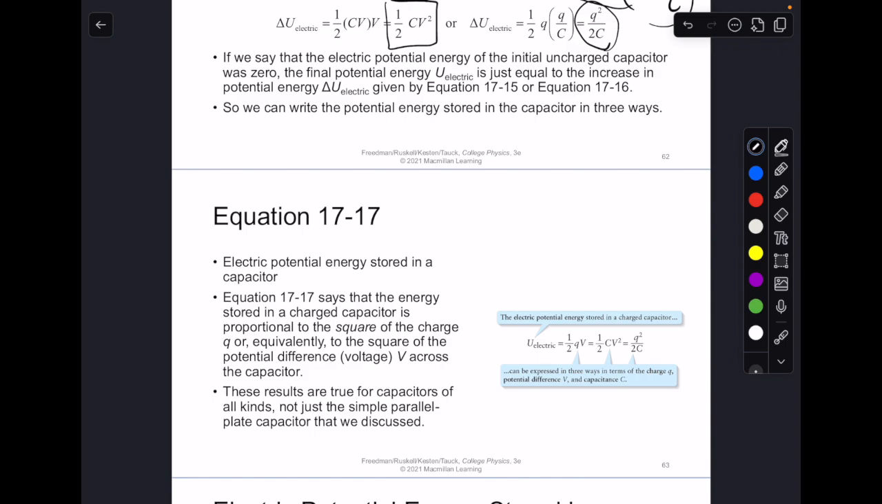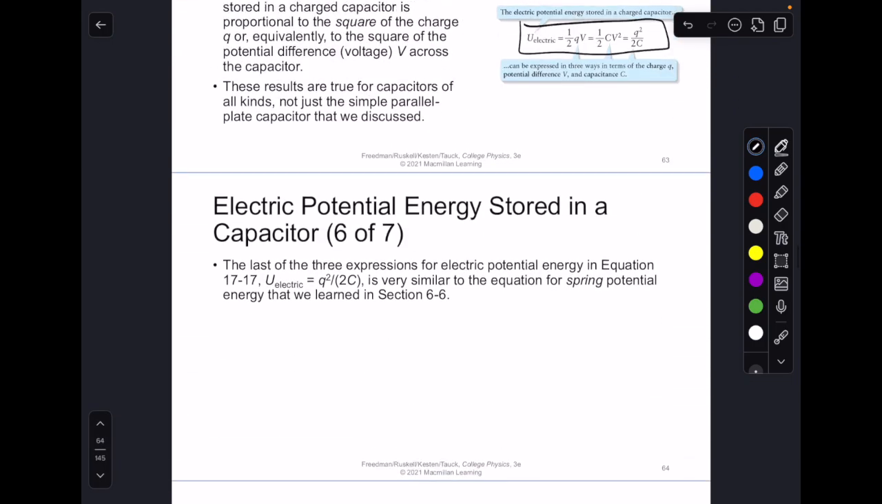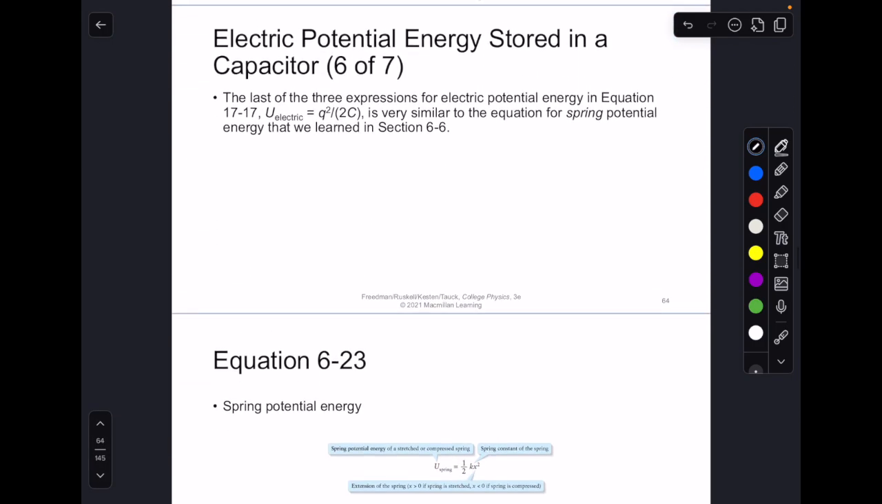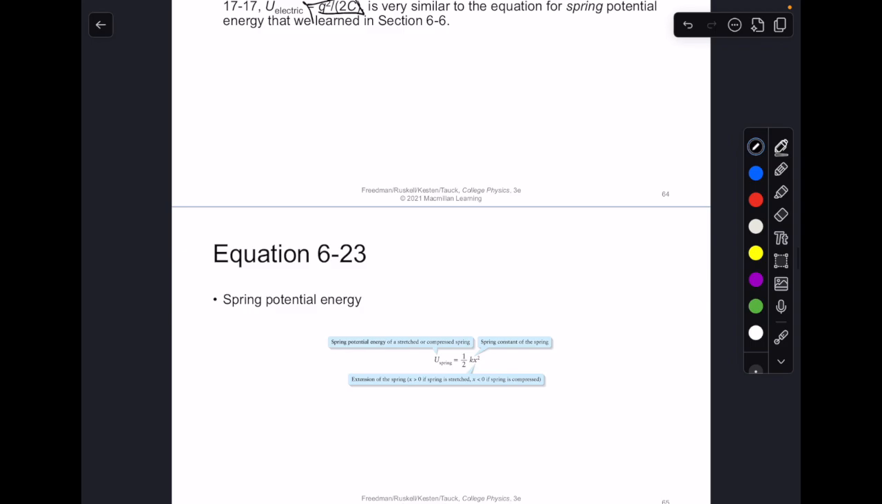So these 3 right here, the equation that you use doesn't really matter. It's whatever fits the problem. What you'll notice, these slides tell you, but you don't need to worry about it too much, is that this final form, Q squared over 2C, is a very similar form to the potential energy stored in a spring. So the energy in a capacitor is analogous to the energy stored in a spring.